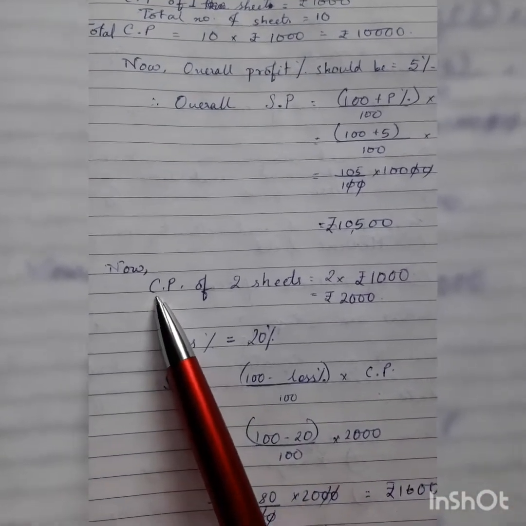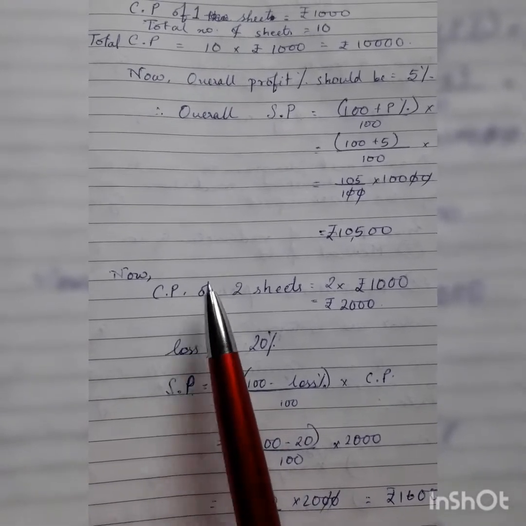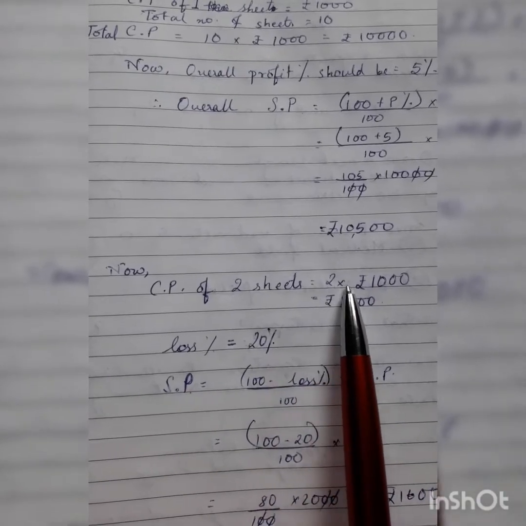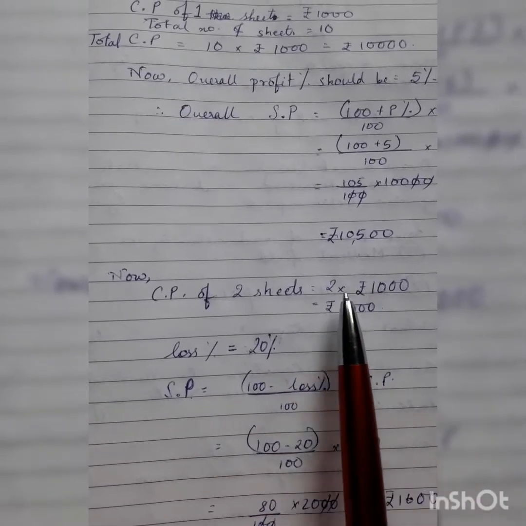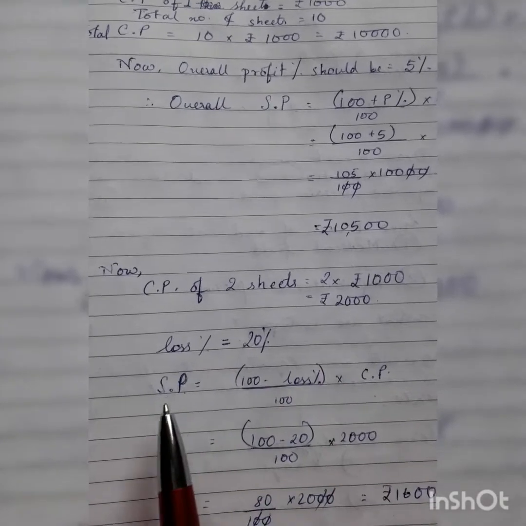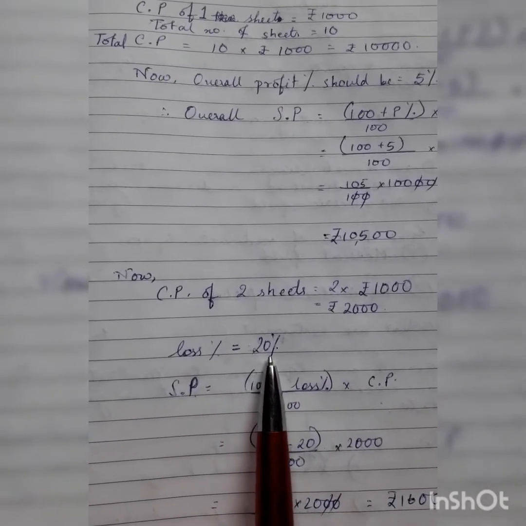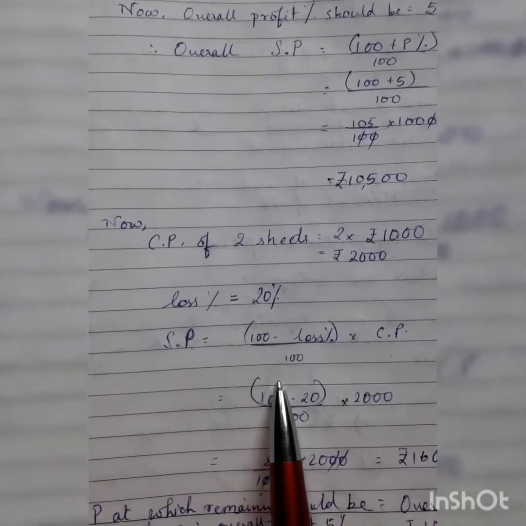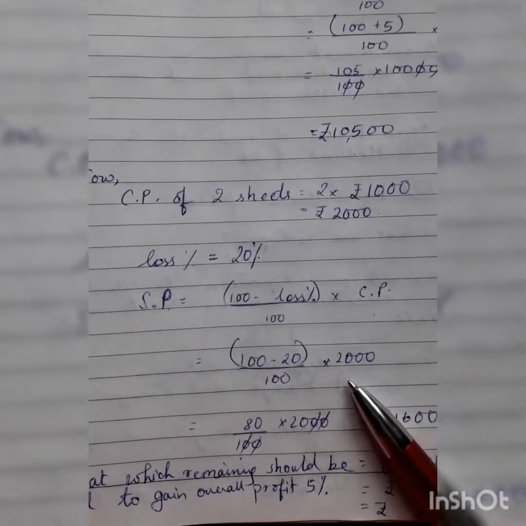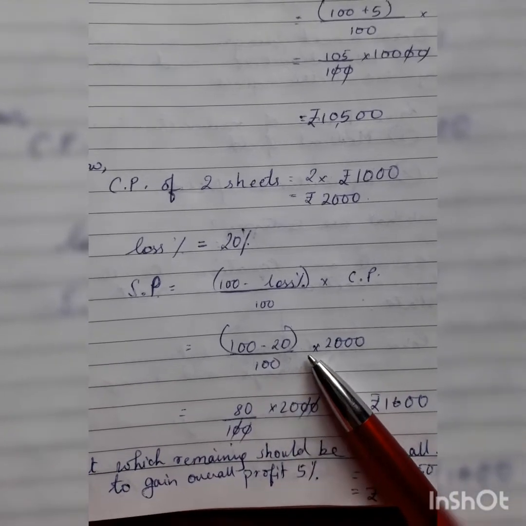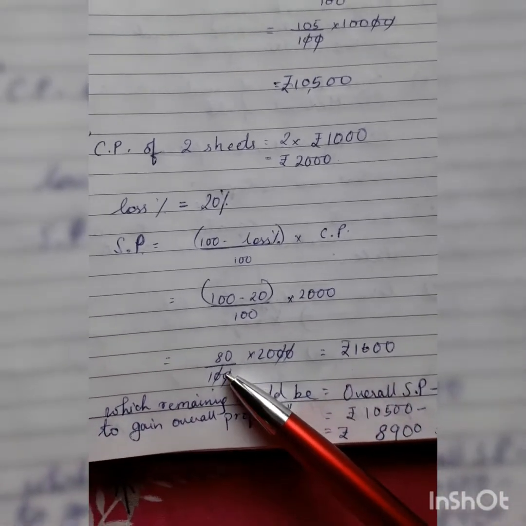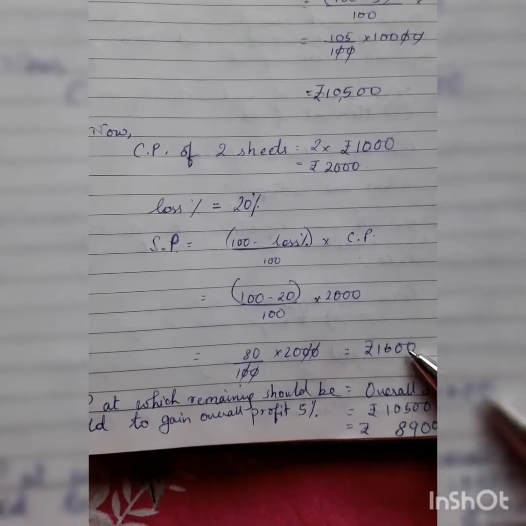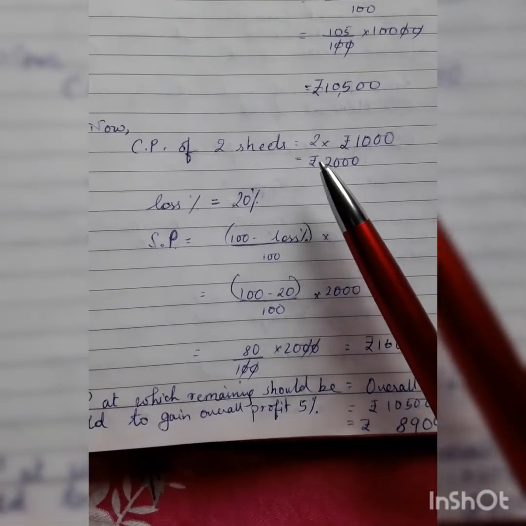Now, as he sold 2 sheets, the CP of 2 sheets also we need to find out. CP of 2 sheets is equal to rupees 2 into 1000, which is rupees 2000. Loss percent is given as 20%. So SP is equal to (100 minus loss percent) by 100 into CP. Substitute the values: (100 minus 20) by 100 into 2000. You are going to get the answer as rupees 1600. This is the SP of the 2 sheets.